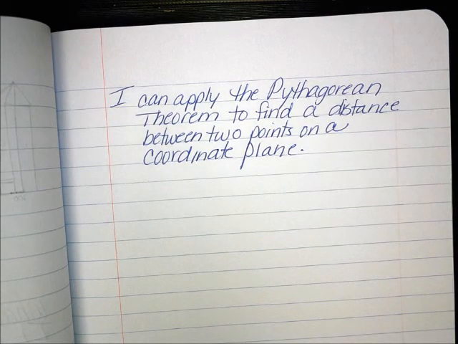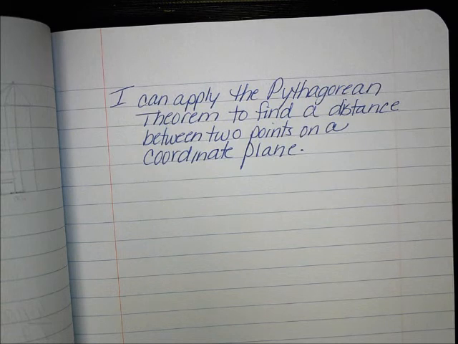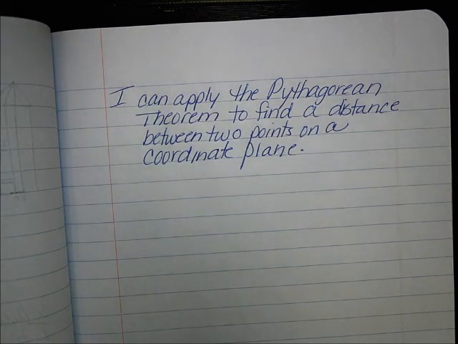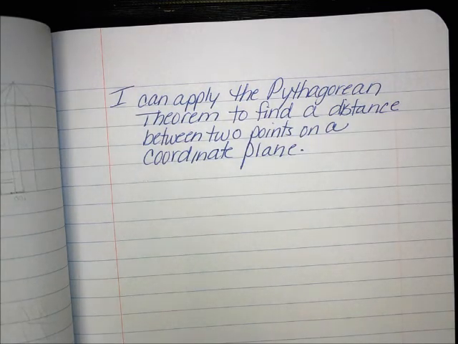So what we're going to do is apply the Pythagorean theorem in order to find a distance between 2 points on a coordinate plane. The first thing that we actually have to talk about is the word distance, because distance means something very specific in math.